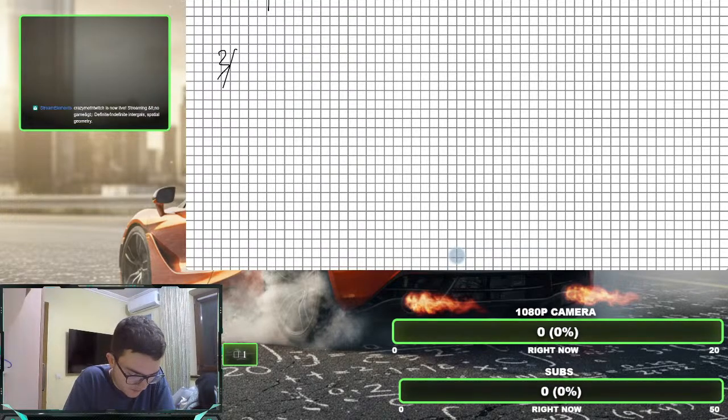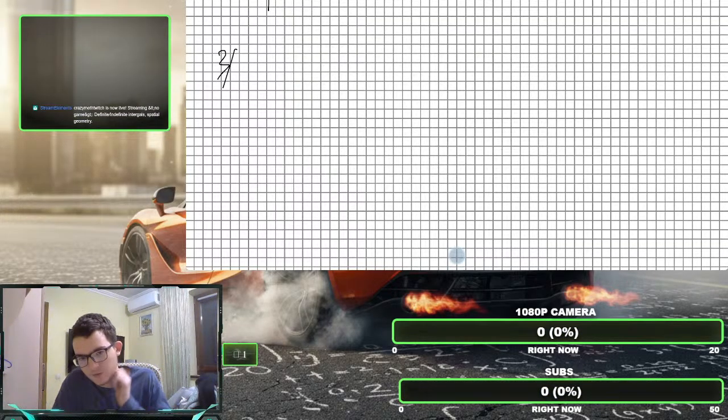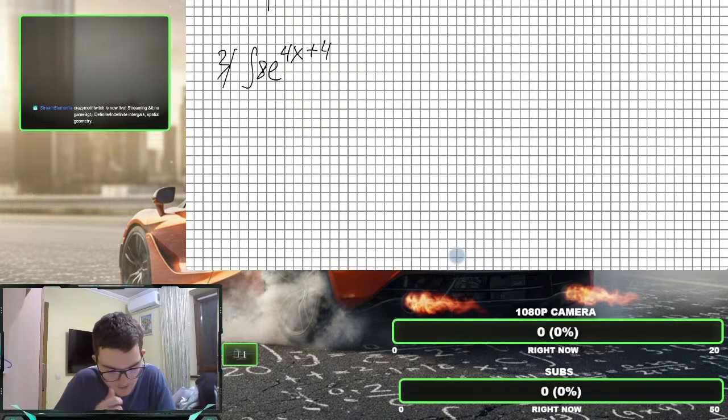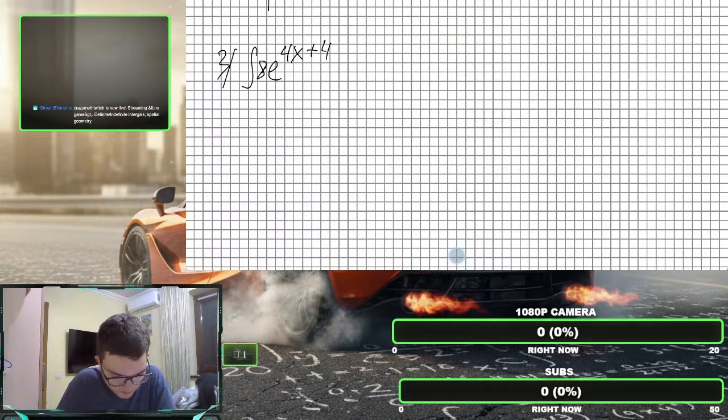Third exercise. Find the derivative of a function for it to go through the given coordinates. Not really sure how to do it. Maybe the derivative I'll be able to find somehow. So, the derivative of 8e^(4x+4). How am I supposed to find it? Well, also plus 3.